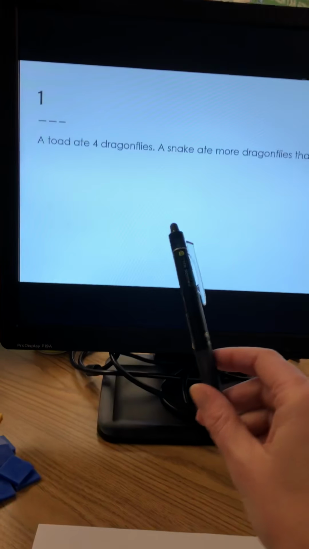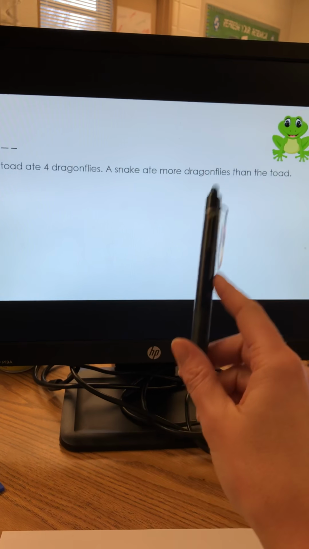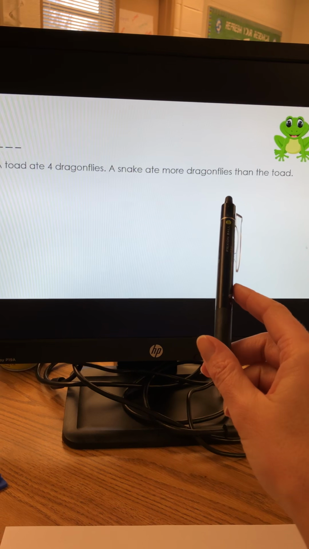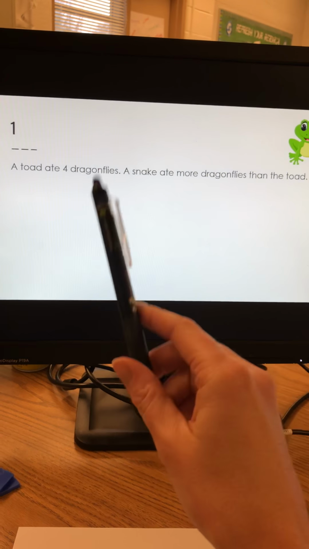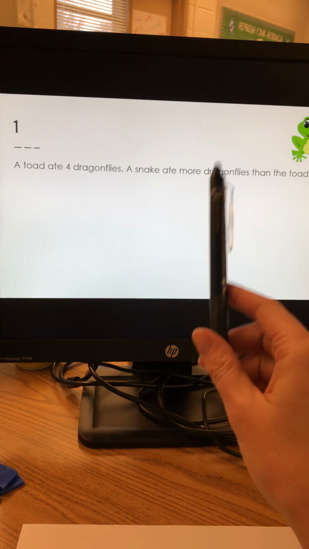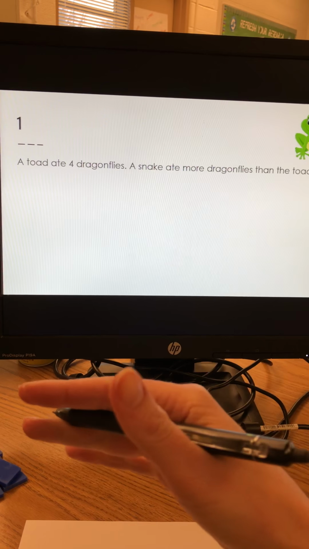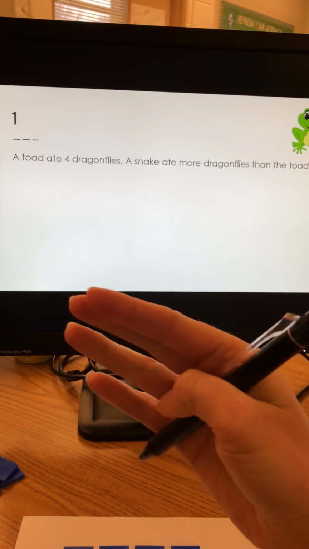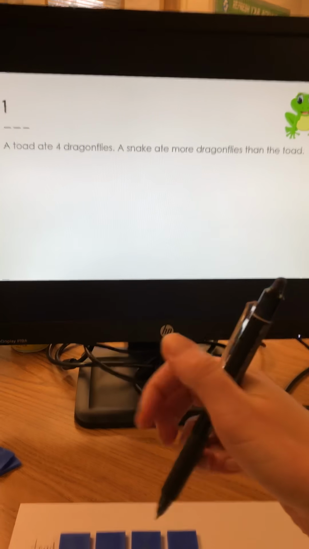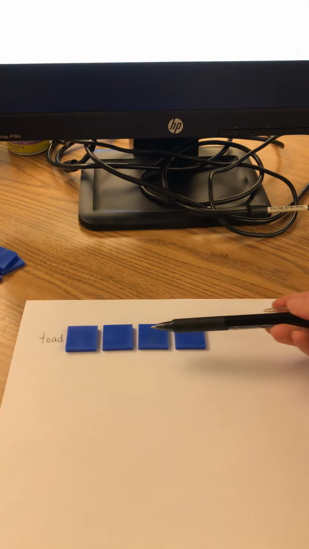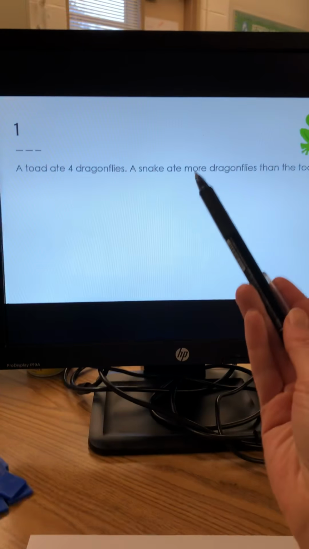Looking back at the problem, a snake ate more dragonflies than the toad. So if the toad ate 4 dragonflies, how many dragonflies could the snake have eaten? Have students turn and talk, make sure that they're on the right path. Ultimately, the conversation should include that it has to be more than 4 because it says that they ate more than the toad.